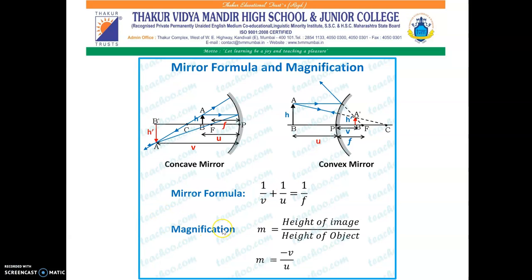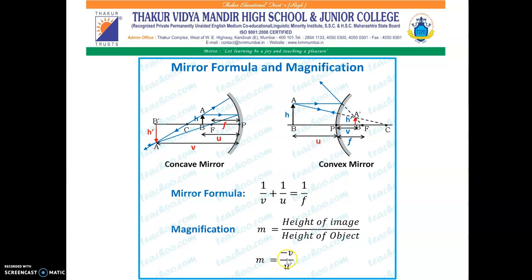The magnification due to the spherical mirror is given by the ratio of height of the image to that of height of the object. That is, m, which is magnification, is equal to height of image divided by height of object. So this tells us how large the image is as compared to the object. So over here, height of the image is h dash, whereas height of the object is h. So it will be h dash upon h. We can also write it in terms of u and v, where v is the distance of the image from the pole and u is the distance of the object from the pole.